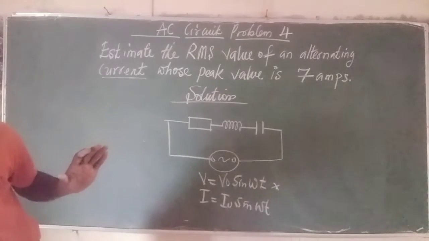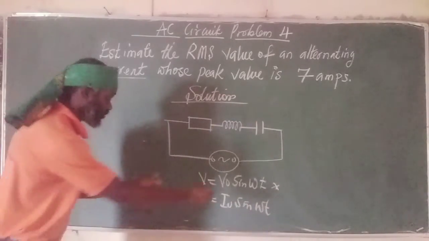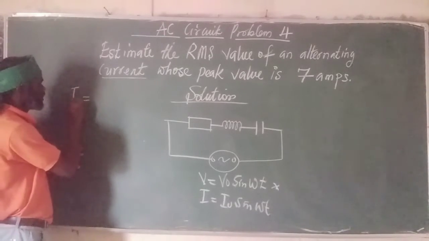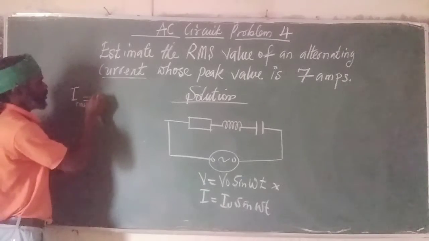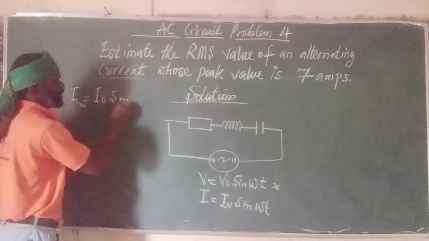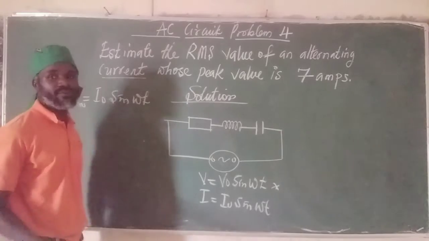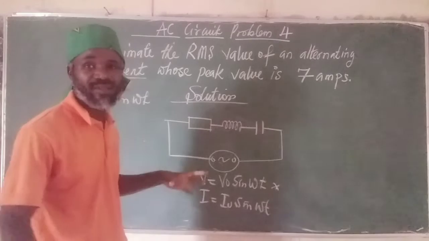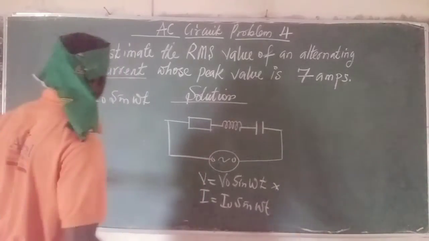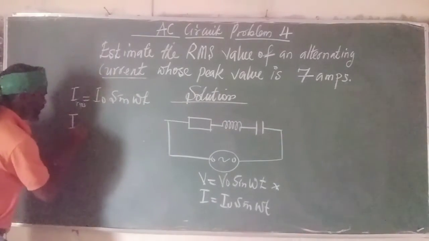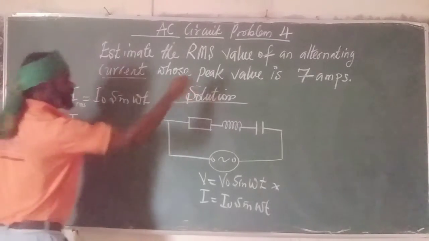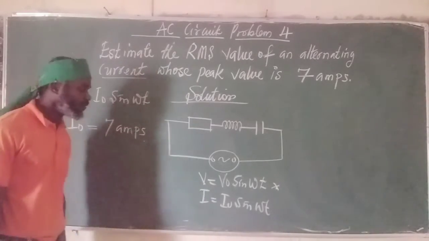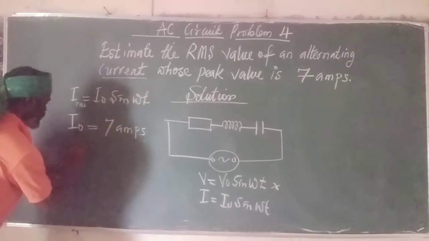So what do we do? It's very simple. What we need to do is to state out the root mean square current relation. We don't need to work ourselves out on this. So the peak current given is I naught equal to 7 amps. Okay? So we are asked to find the root mean square current.